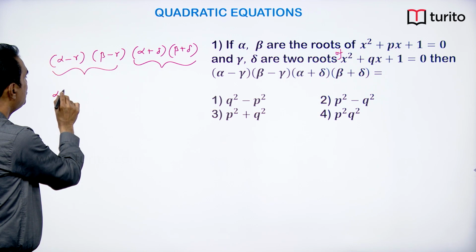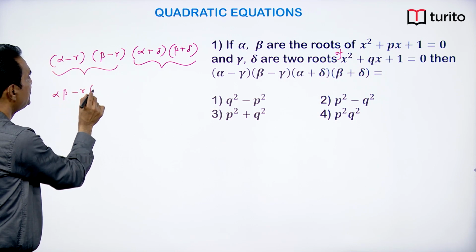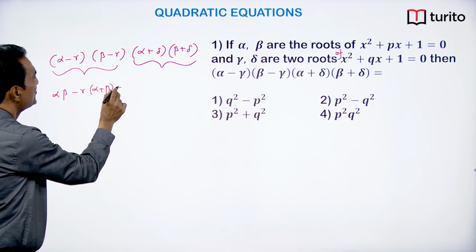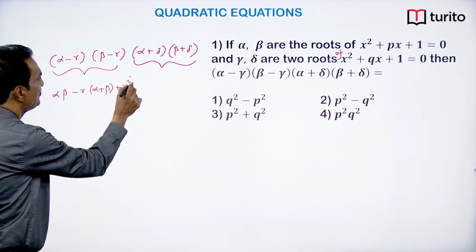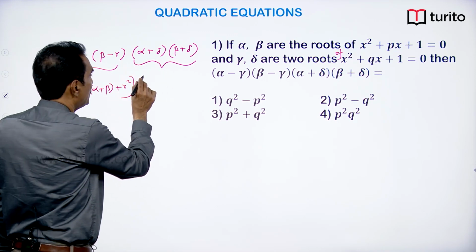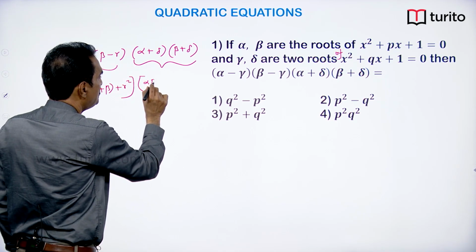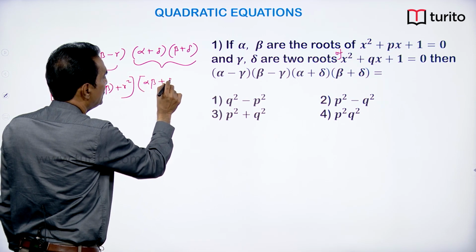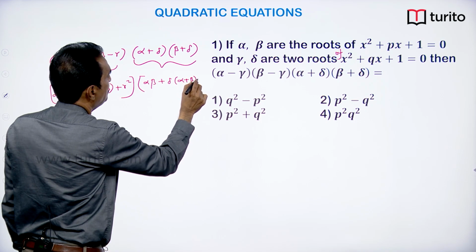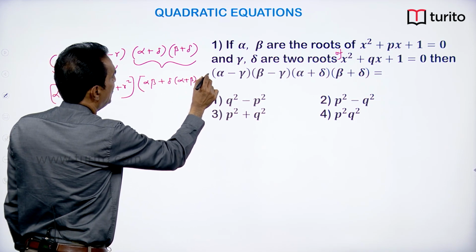Alpha beta minus gamma into alpha plus beta plus gamma square, into multiply these two, alpha beta plus delta into alpha plus beta plus delta square.